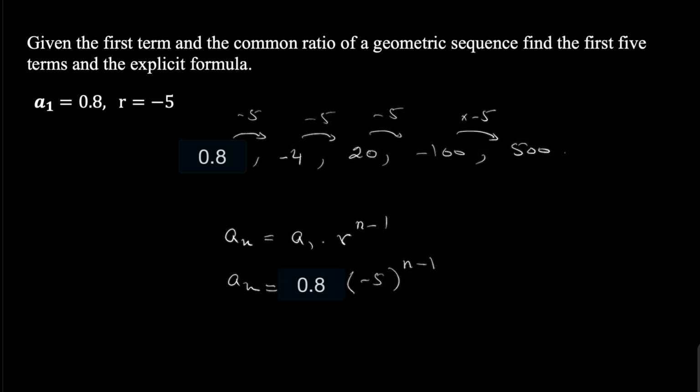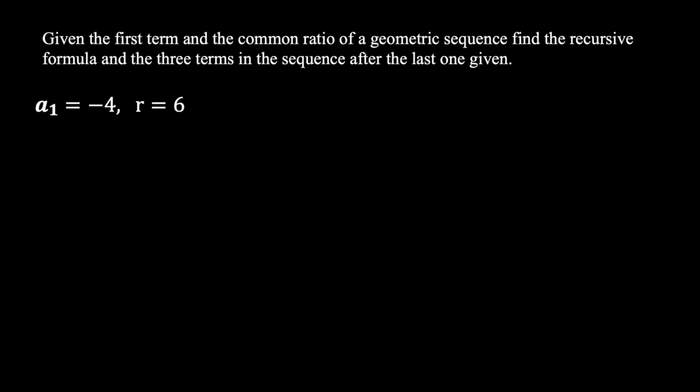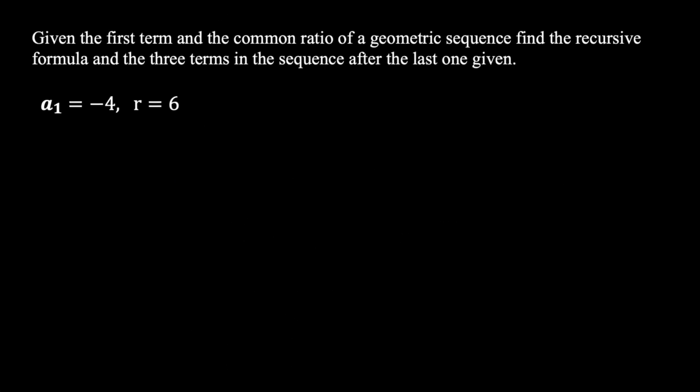Let's have another example. Here they said, given the first term and the common ratio of a geometric sequence, find the recursive formula and the 3 terms in the sequence after the last one given. As we see here, a1 is equal to -4 and the common ratio is equal to 6. How do we get the next 3 terms?